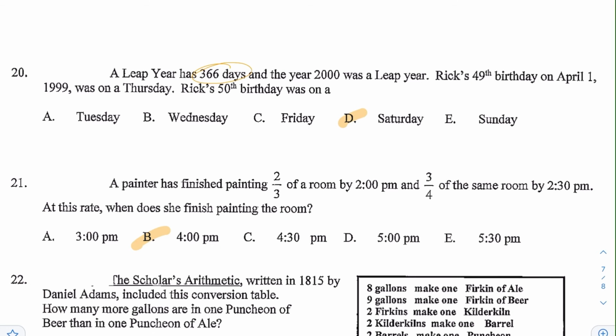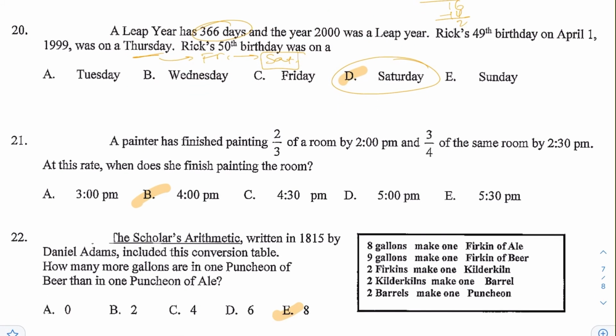And the pattern is that 1 week is equal to 7 days. So every 7 days, it's going to be Thursday again. So if you take 366 divided by 7, that's going to give you a remainder of 2. So you just have to go 2 days forward from Thursday. So that would be Friday and then Saturday. So in 2000, it's a Saturday.